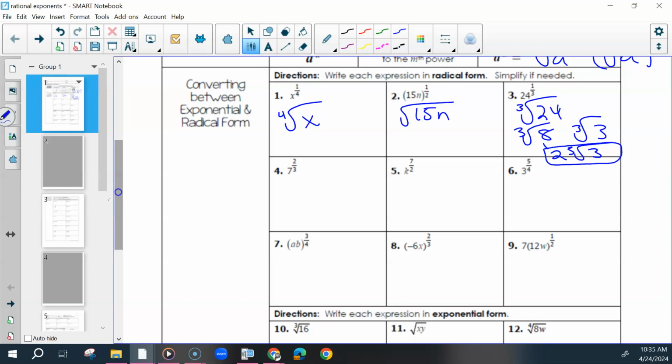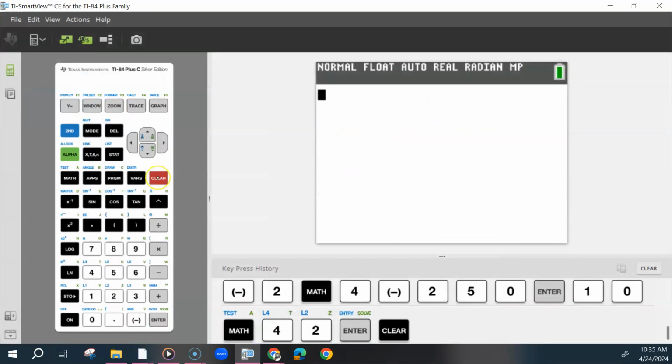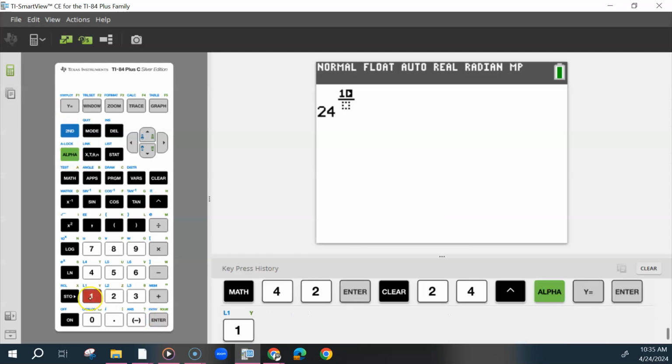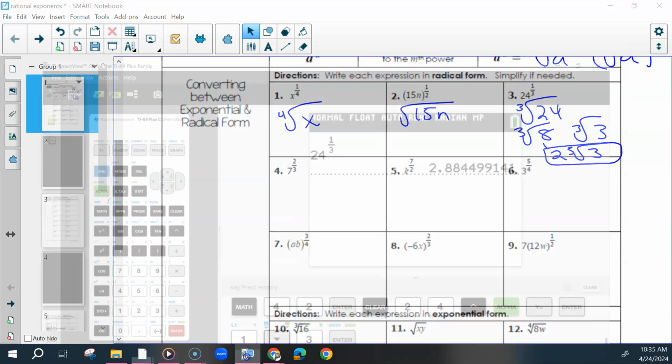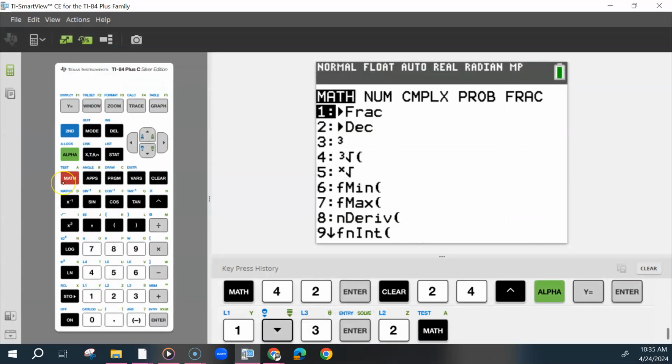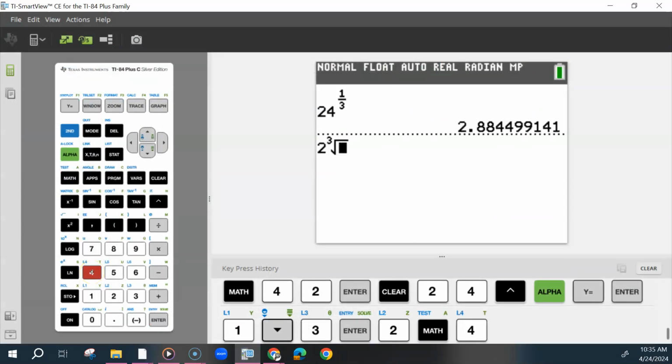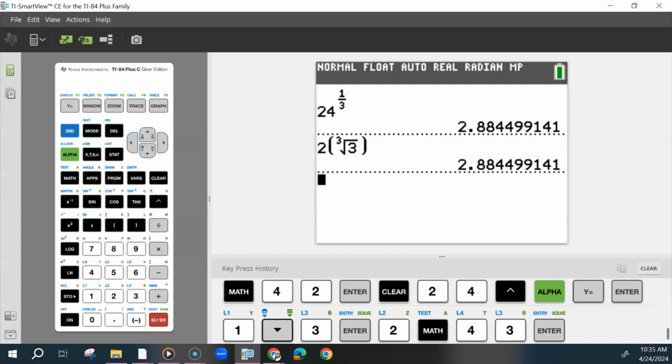And just like with our radicals, we could put that into the calculator, find the decimal, and see if it matches. We could do the same thing here. So if I do 24 to the 1/3 power, and what was our answer? 2 times the cube root of 3. We get the same thing. 18.